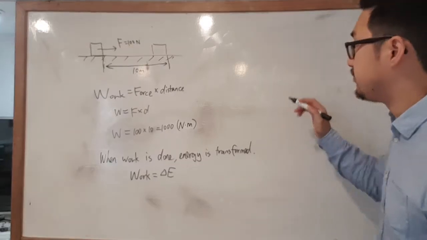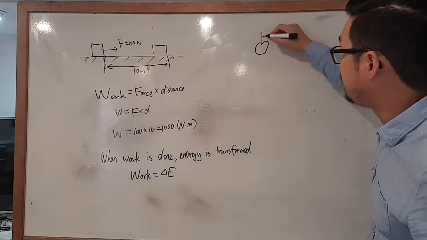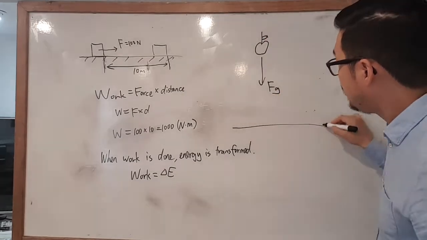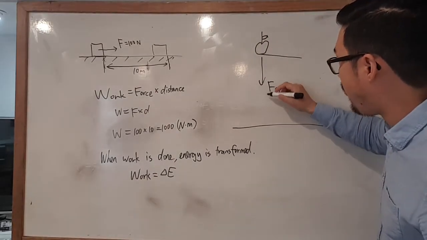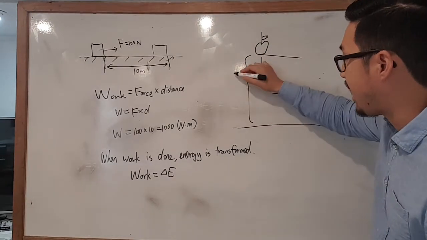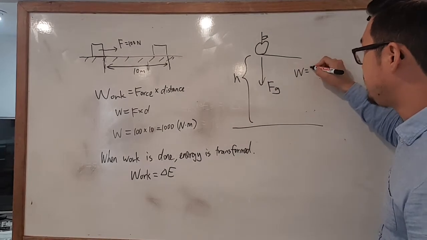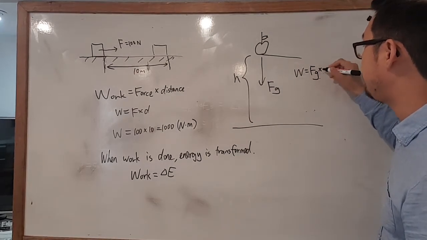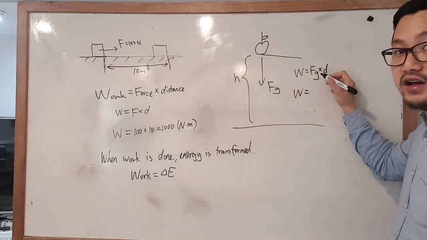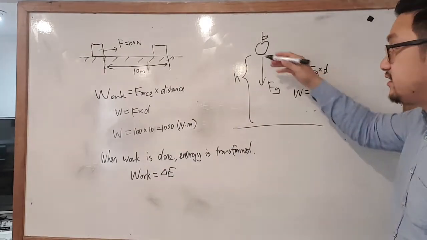Let's have a look at an example. Say you have an apple sitting on a tree, and the apple is going to fall down a distance. The force, gravity, is going to do work. Let's say this is the height, or the distance. So the work is going to equal the gravity force times the distance. What is the gravity force? The gravity force is mg. What is the distance? The distance it moved is the height.